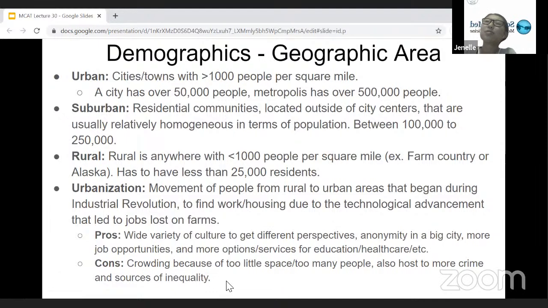So sometimes a question may come up where they ask, which of these areas is there most likely to be a murder? Then out of those choices, you would most likely pick one that is an urban area or at least describes an urban area.